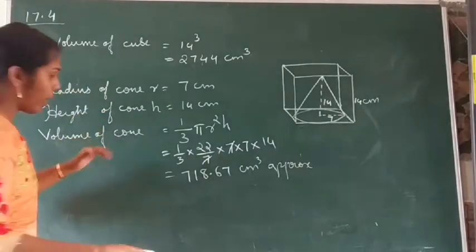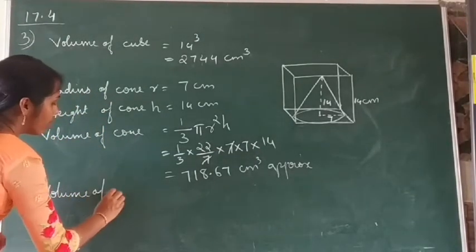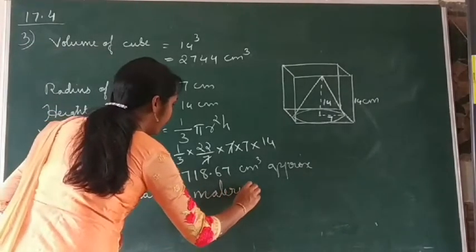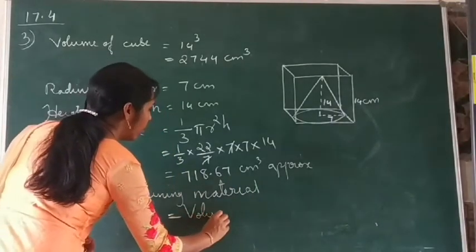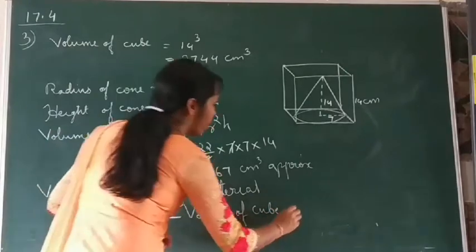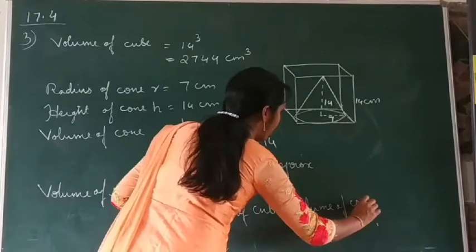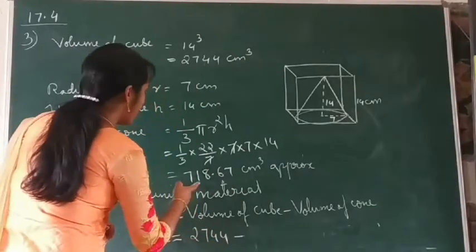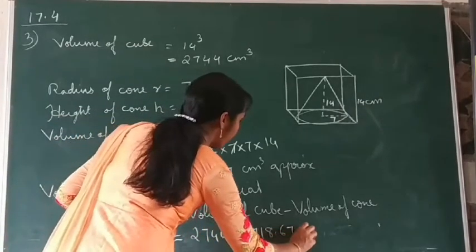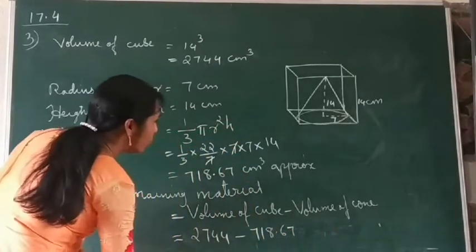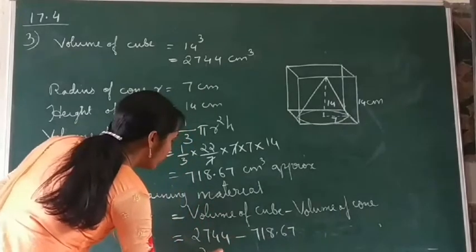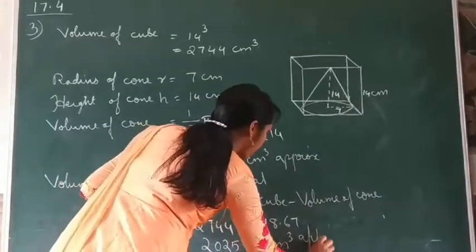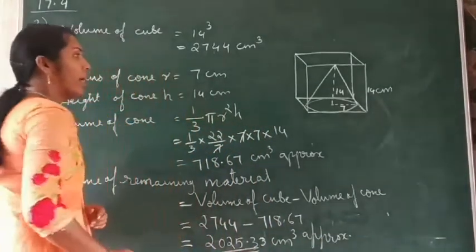So now we can find the volume of the remaining material. Volume of remaining material is equal to volume of cube minus volume of cone. That is equal to volume of the cube, 2744 cm cube, minus volume of the cone, 718.67 cm cube. By subtracting this we get 2025.33 cm cube approx. So this is the volume of the remaining material.